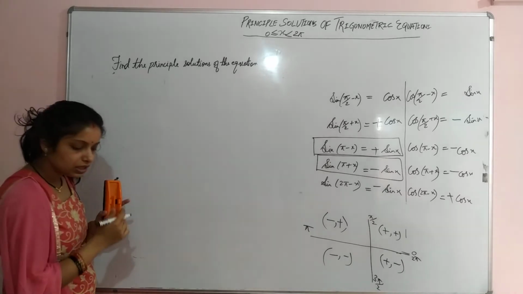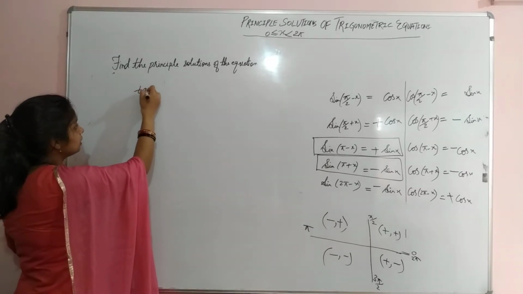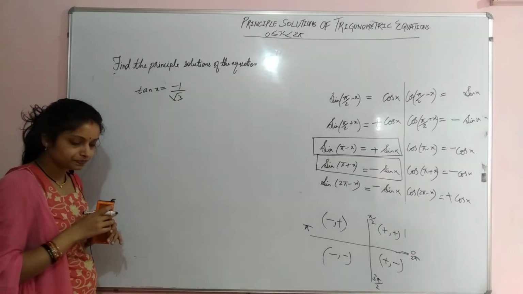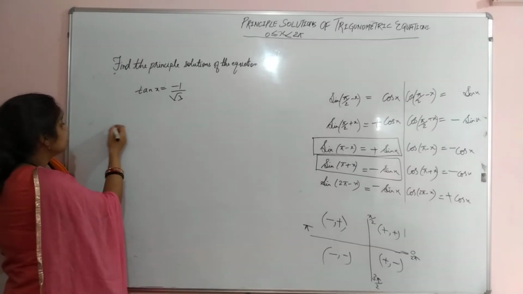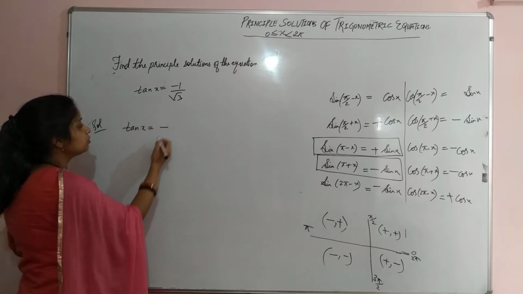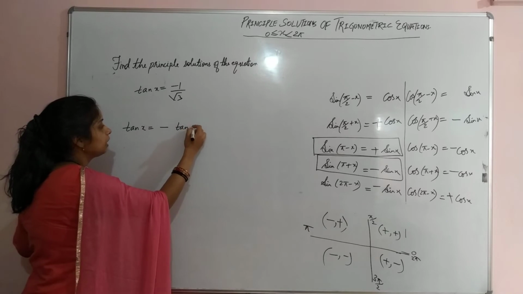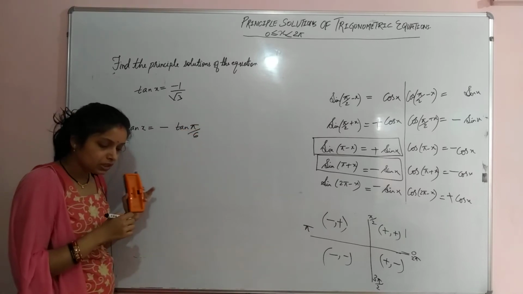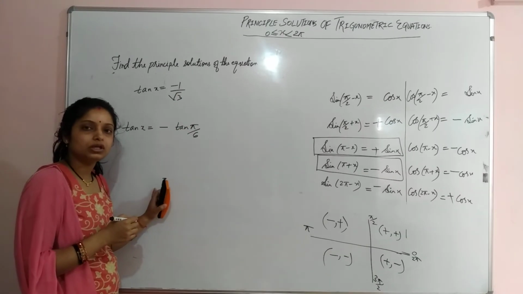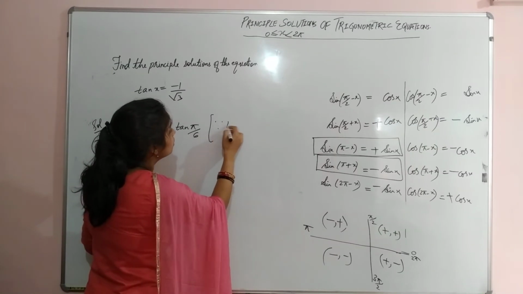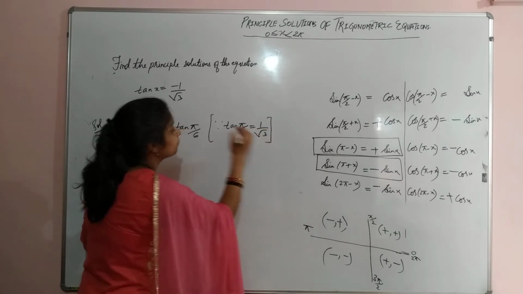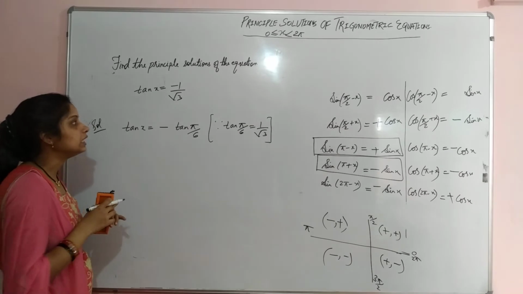If the value is negative, you are given tan x is equal to minus 1 by root 3. This is negative. Okay. So first of all, tan pi by 6 is 1 by root 3. Tan pi by 6 is equal to 1 by root 3. Okay, that means at 30 degrees.